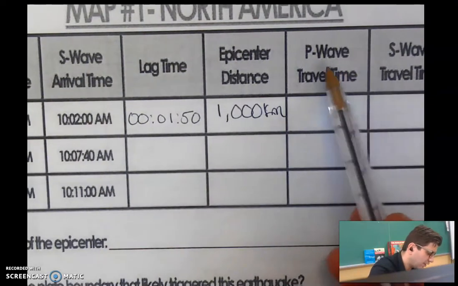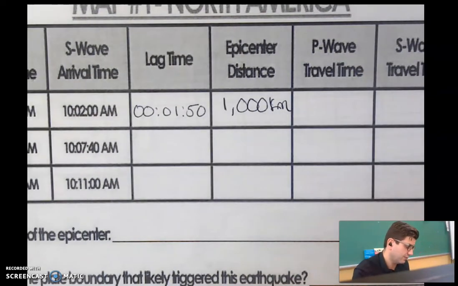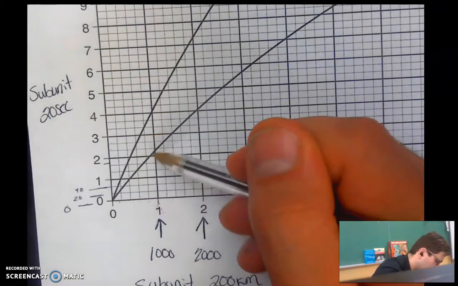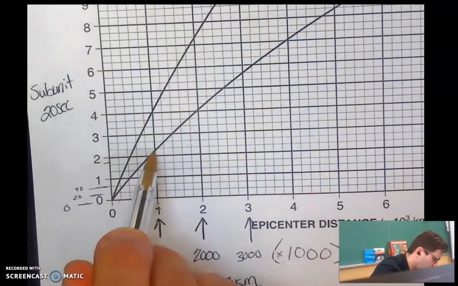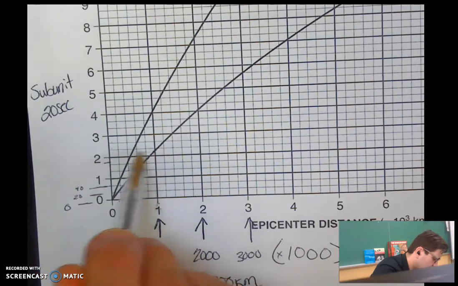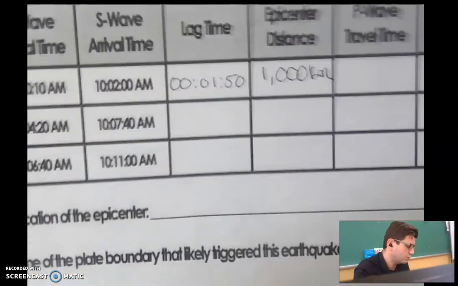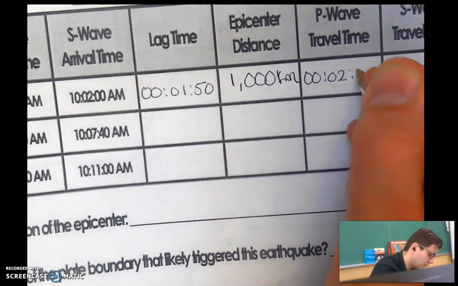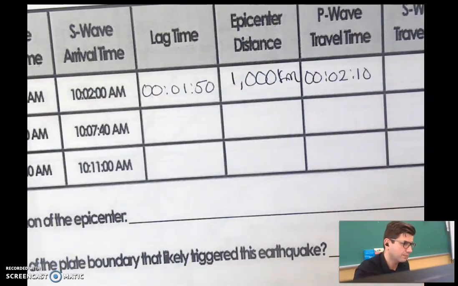Next, I need to calculate P wave travel time. And this is very simple. All you got to do is find your 1,000, carry it straight up until you bump the P line, and then you're going to move across. So that looks like it's just above the 2, so I'll call that 2 minutes, 10 seconds. 0, 0, 0, 2, 1, 0.